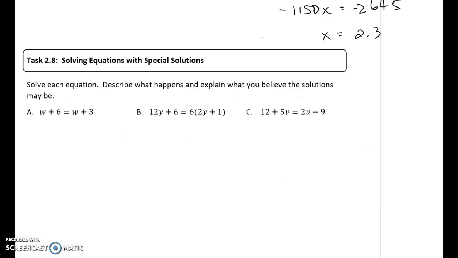All right, so we have 3 equations here. I want you to take the time to try to solve each of these 3 equations, describe what happens, and explain what you believe the solution may be. Okay, so again, you're solving part A, B, and C.